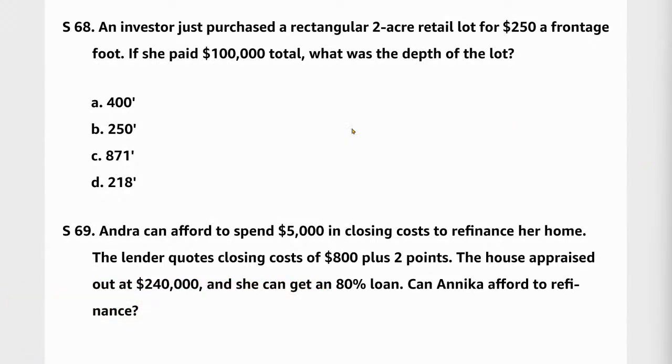Number 68, an investor just purchased a rectangular 2-acre retail lot for $250 a frontage foot. Okay, so they bought a rectangular 2-acre retail lot. The frontage of it is $250 a frontage foot. So every foot on the front of the property, which is along the street, is $250. So if she paid $100,000 total, what was the depth of the lot?